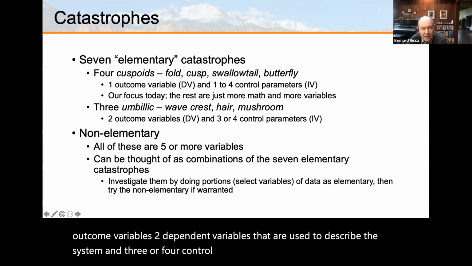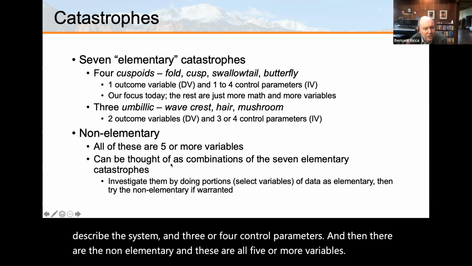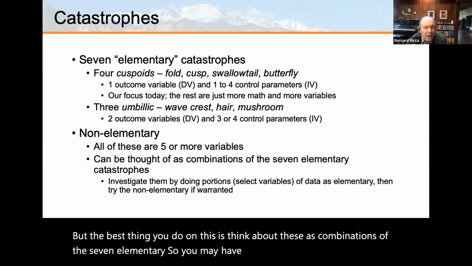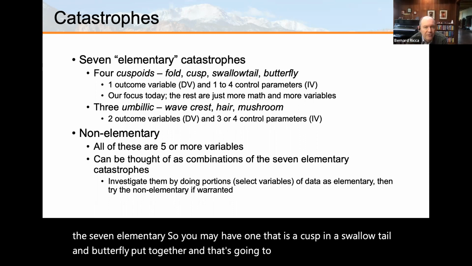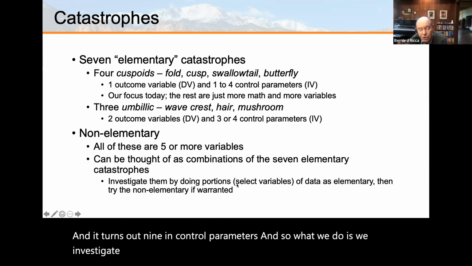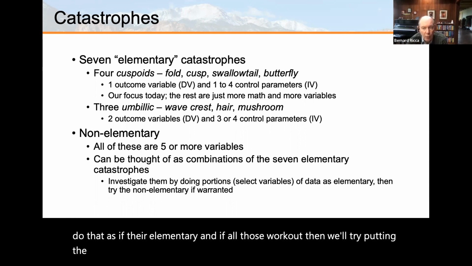And then there are the non-elementary, and these are all 5 or more variables. But the best thing to do is think about these as combinations of the 7 elementary. So you may have one that is a cusp and a swallowtail and a butterfly put together. That's going to be 3 dependent variables, and it turns out 9 control parameters. So what we do is investigate them by doing portions. We select variables of the data, and we do that as if they're elementary. If all those work out, then we'll try putting the non-elementary in, all at once.